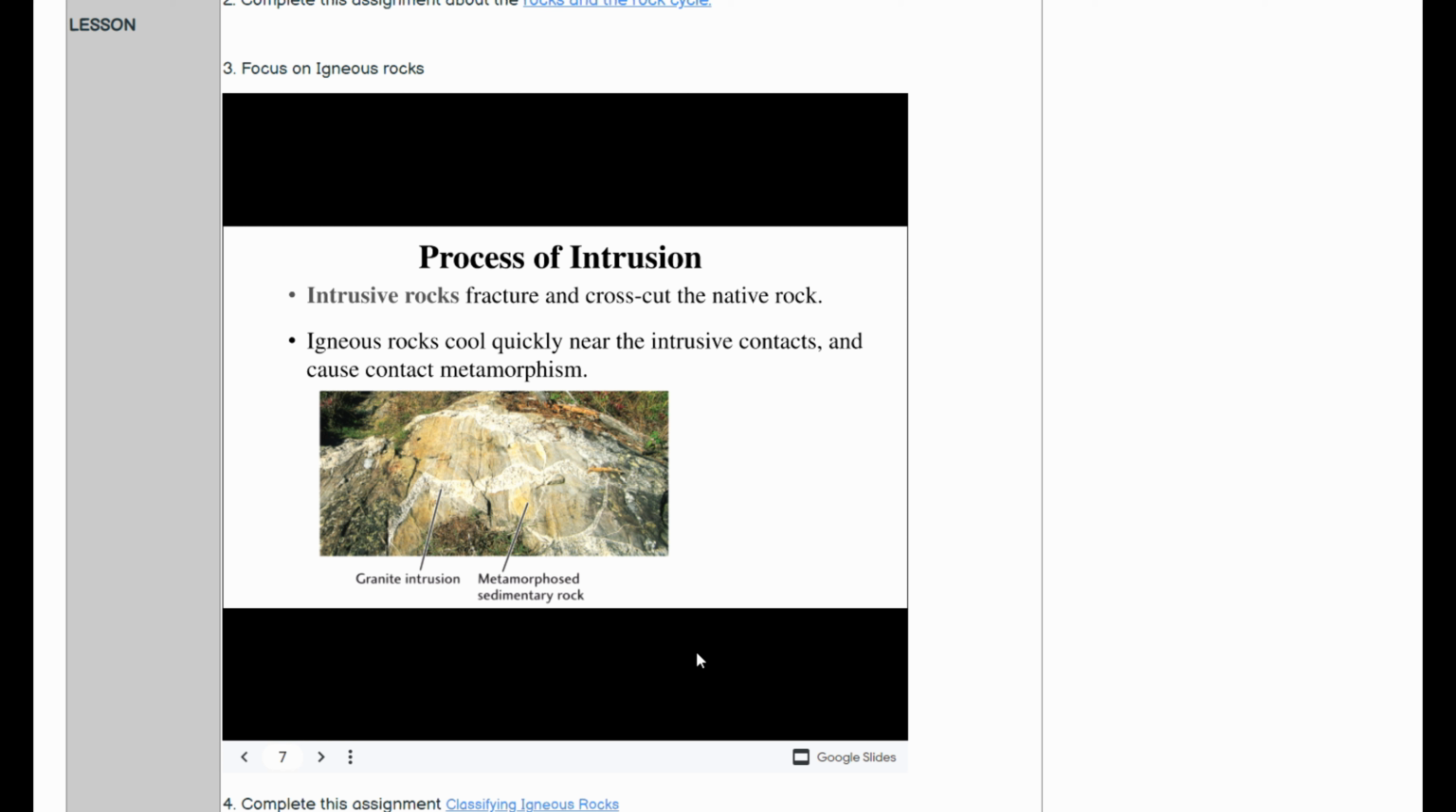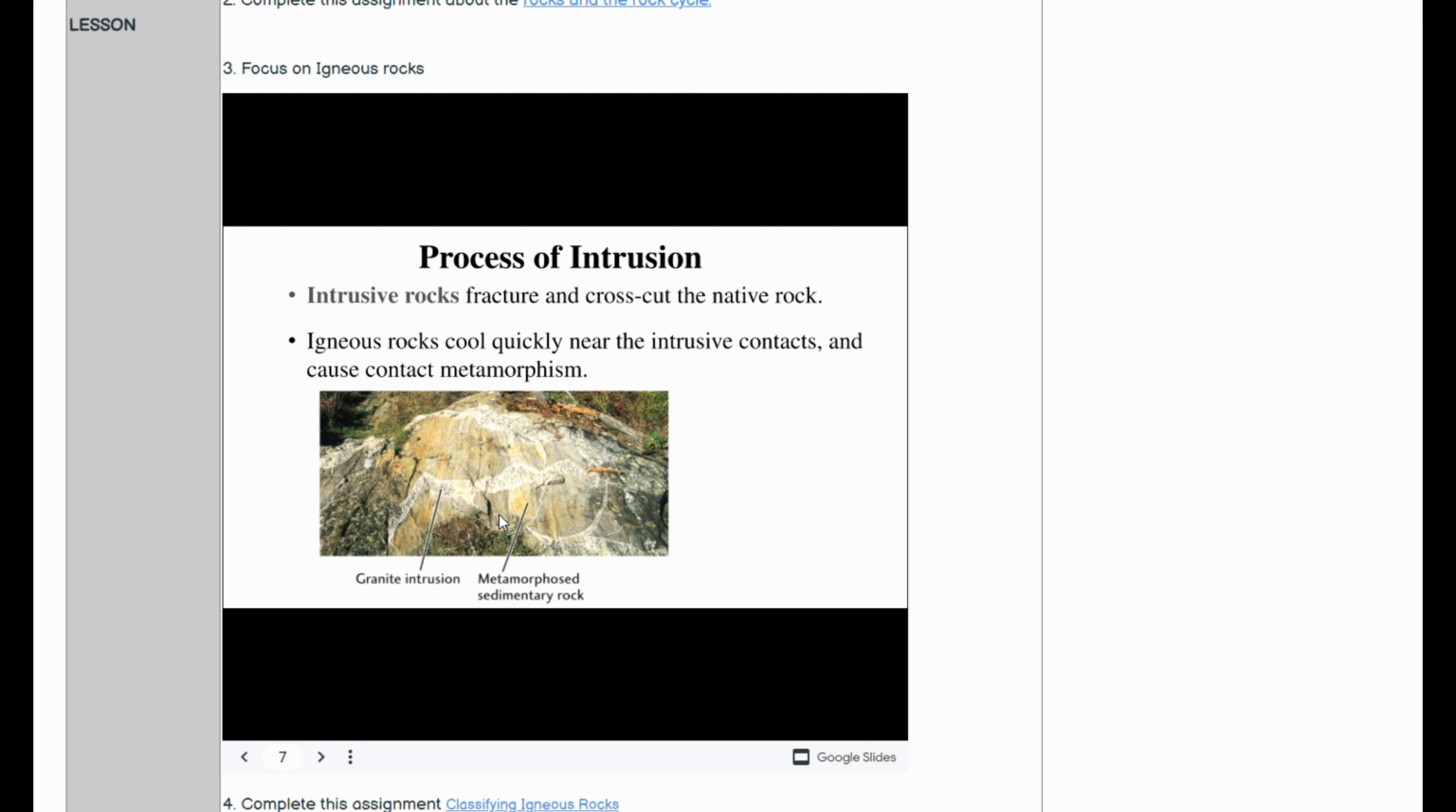Anytime you have something hot like magma invading a space, it is also going to cause contact metamorphism, which we'll talk about a little bit more when we do the metamorphic rock lesson. But around the edges, if you look closely, you'll see there's banding around the edges where the rocks are actually changing. And it's because that heat from the magma is causing the native rock to undergo those changes.